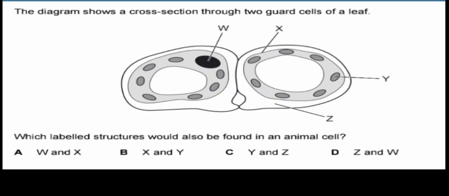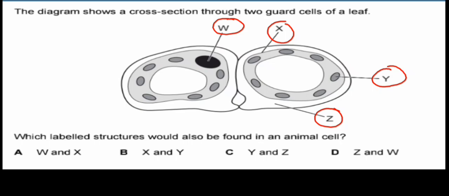So the next one is saying the diagram shows a cross section through two guard cells of a leaf. So we have part W, which is the nucleus, part X, which is the cell membrane. Then as for part Y, which is the chloroplast. Then also part Z, which is also going to be part of the inner or the external membrane in that way. Now, we can just say the cell wall. Somehow, it looks like a cell wall. So it's a cell wall.